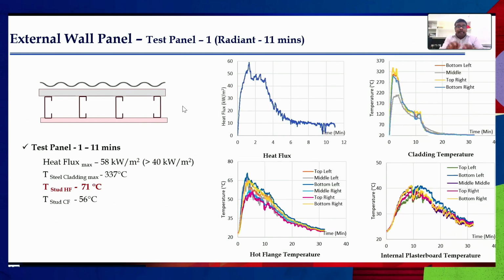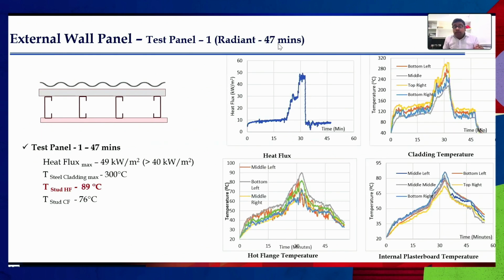So that's the 11-minute test. Where the steel temperature, the hot flange temperature, somewhere here, measured only 71 degrees Celsius, and the steel cladding was exposed to 337. So on the steel cladding, we had about 330 degrees Celsius for the BAL 40 conditions. And then the steel stud temperature is very important because that will prevent it from buckling. So that was only exposed to 71 degrees Celsius.